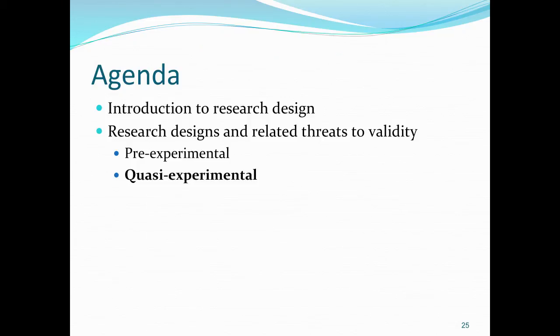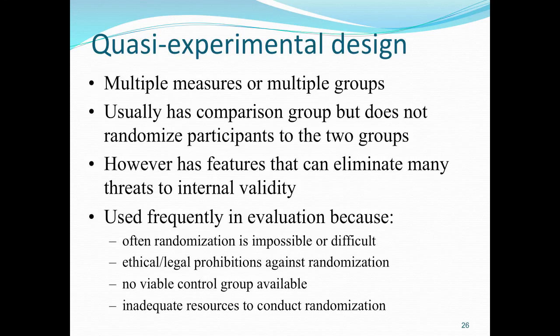I want to move to quasi-experimental design, and this design definitely has much more potential in terms of attributing effects to our program. So what is quasi-experimental design? It is design in which there are multiple measures, so multiple O's, or else multiple groups, and sometimes both. Generally, but not always, quasi-experimental design has a comparison group or comparison groups, but does not randomize participants to the two groups. So this is not a randomized design. However, it has many features that can eliminate threats to validity.